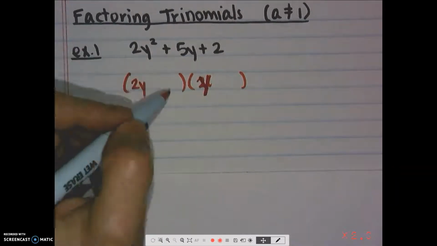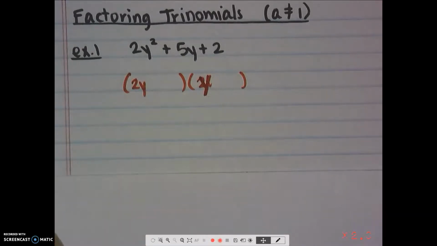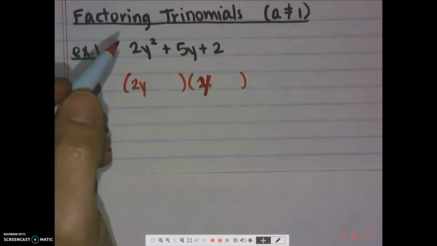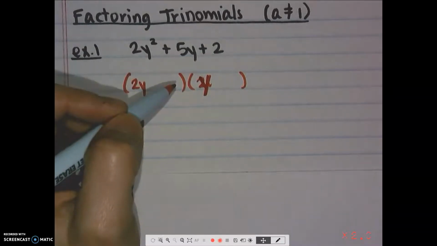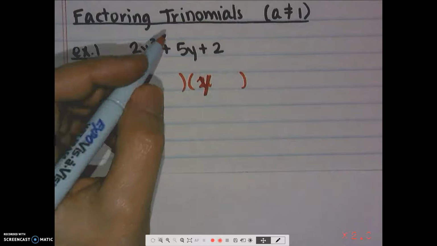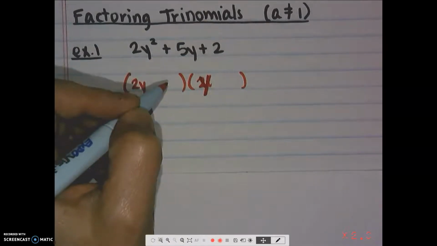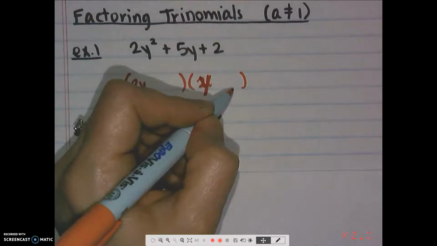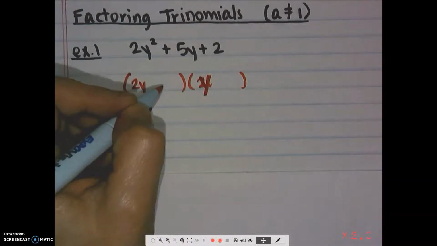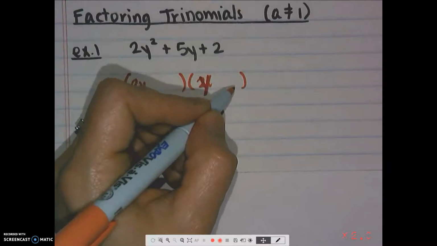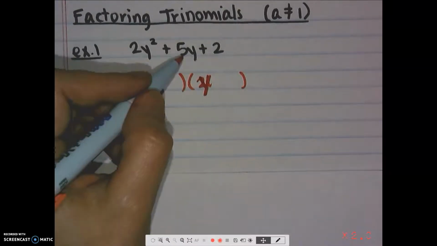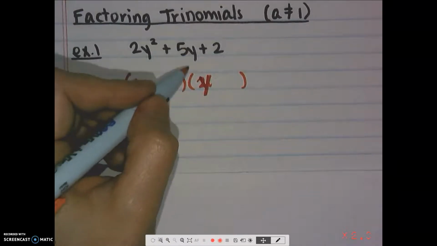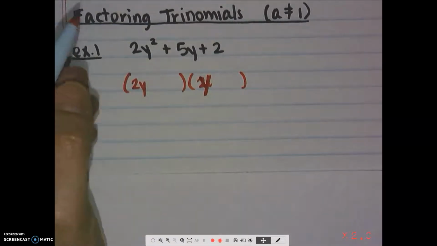And these back two spaces are going to have to multiply to give us 2, just like they did in our previous questions. So the only options that we have are 1 and 2. So we have to educationally guess and check: do we want it to be 1 here and 2 over here, or do we want 2 to be on the left and 1 to be on the right? Okay, so we're going to guess something, keeping in mind that once we multiply these together, we want the middle terms to add to give us 5y.